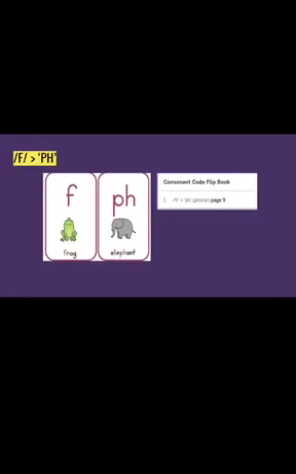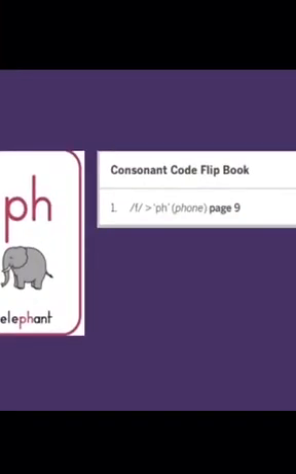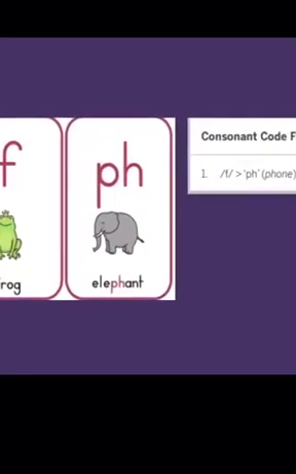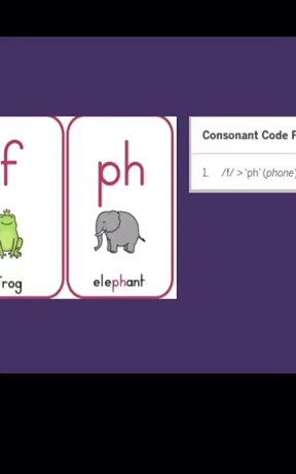This is our PH slide. PH can make the F sound, looking at our consonant code flip book. Like in the word phone, PH making that F sound. Anytime you see PH in a word, it's making that F sound. For example, the word elephant, you hear PH making the F sound.